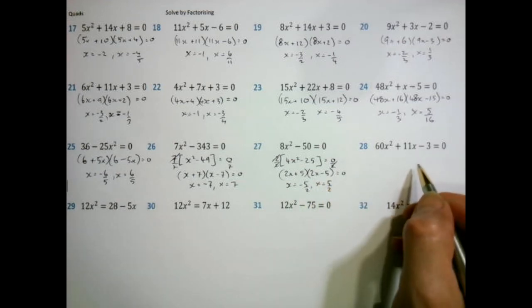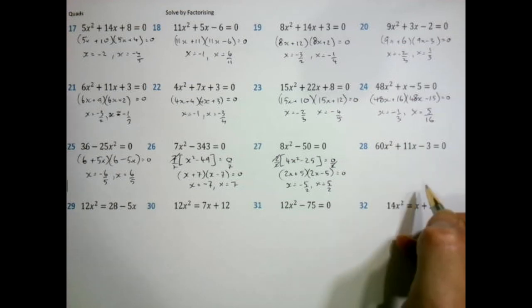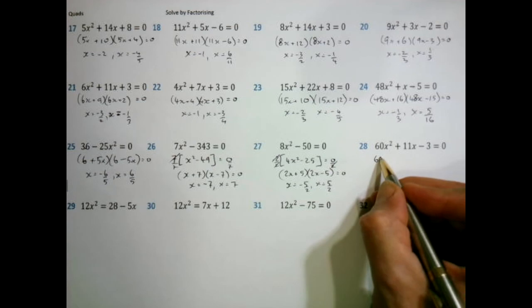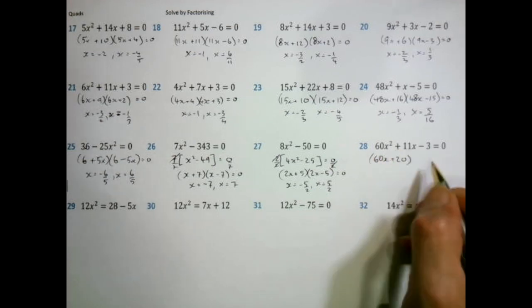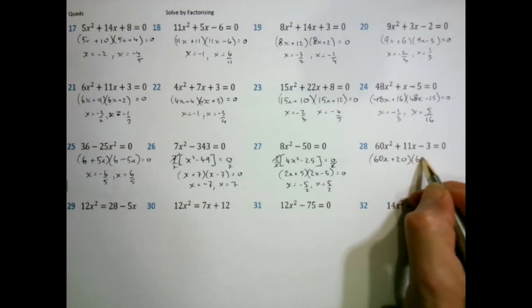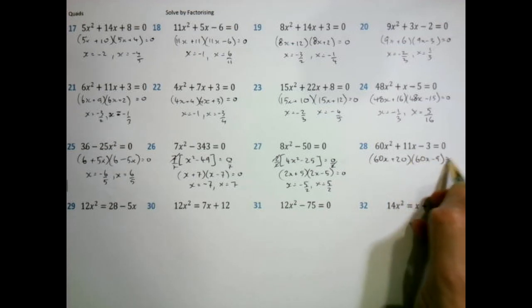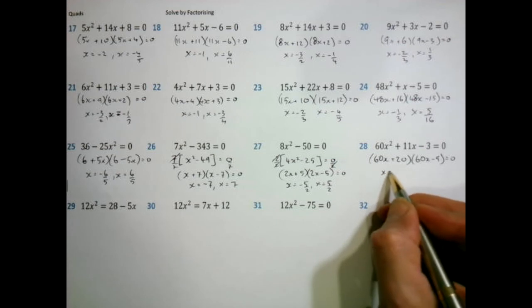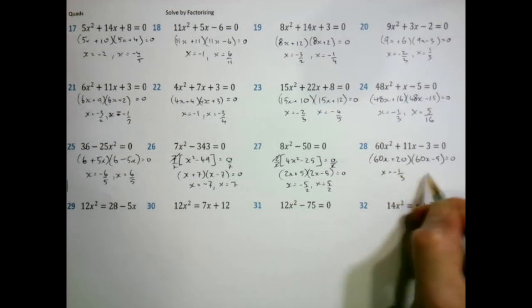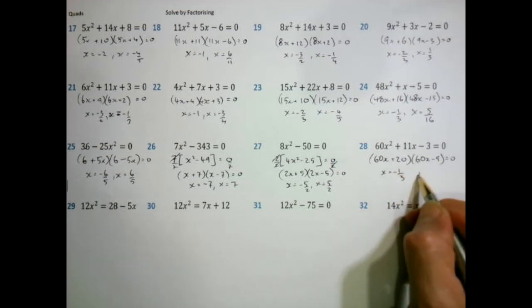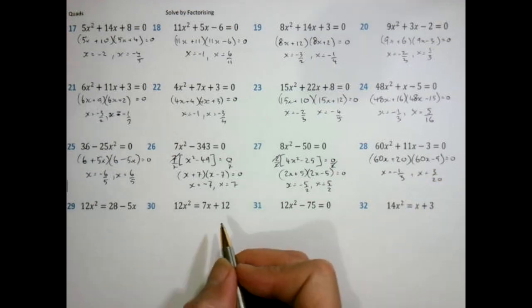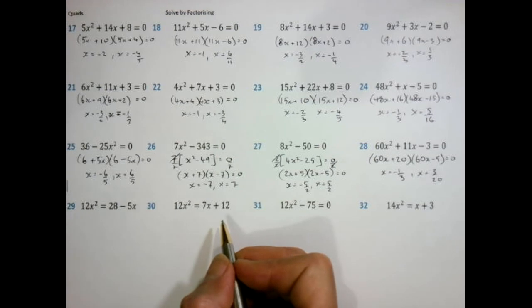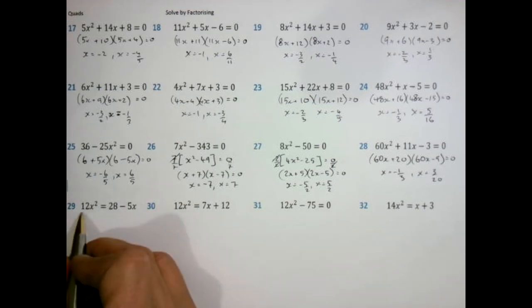63 is 180. Factors of 180 with a difference of 11, 29. 60x plus 20. Signs are different. The big number goes with the plus. And 60x minus 9 equals 0. This divides by 20. X equals minus 1/3. This divides by 3. X is equal to 3/20. Or 0.15 if you want, but hey, fractions are king.